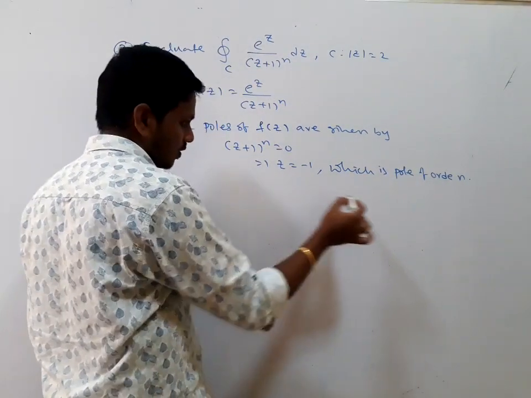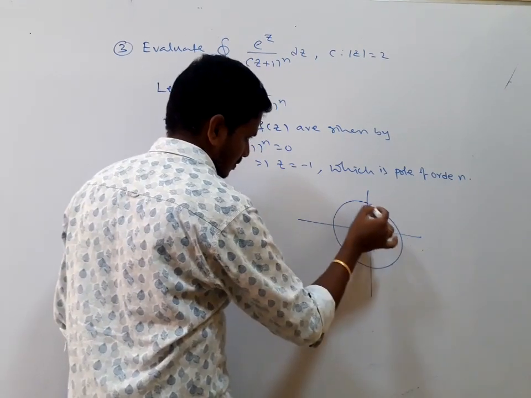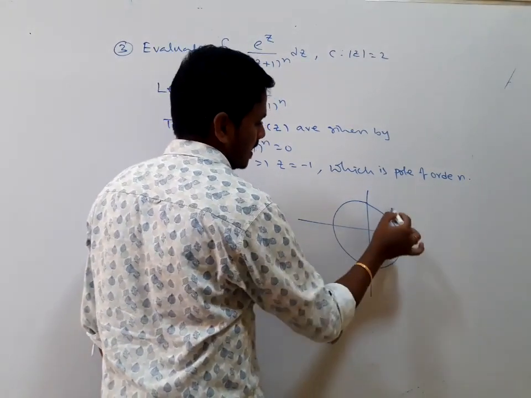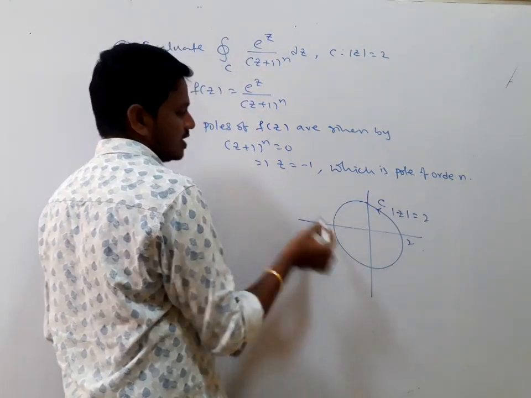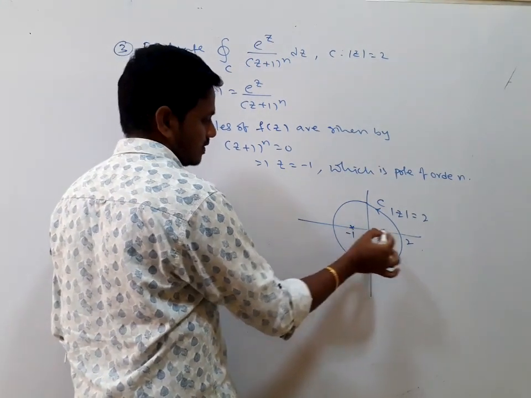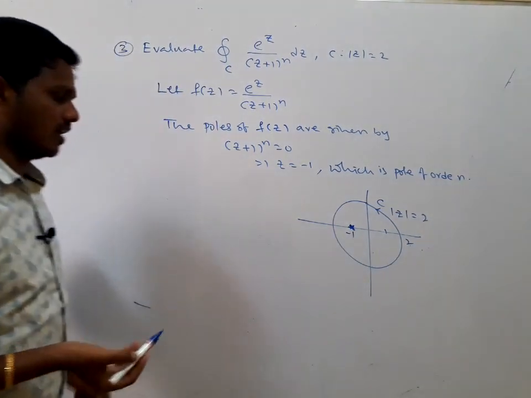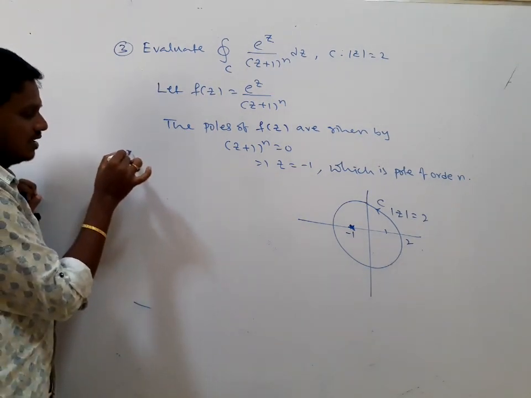Now I am going to draw the given region. Here this is the region mod z equals 2. Here it is z equals minus 1, here 1 is there, but minus 1 is inside the region. We can find the residue of f of z.